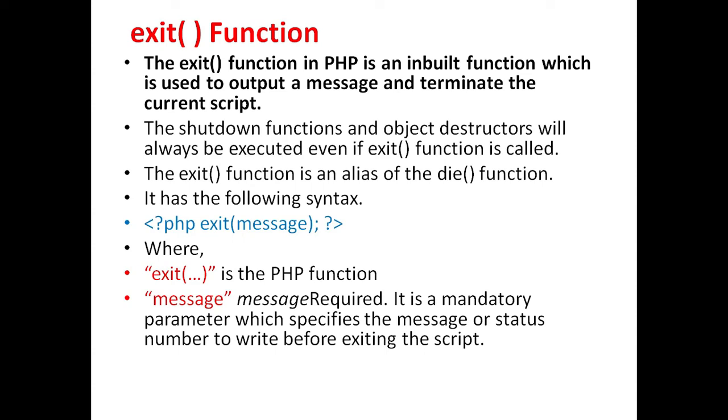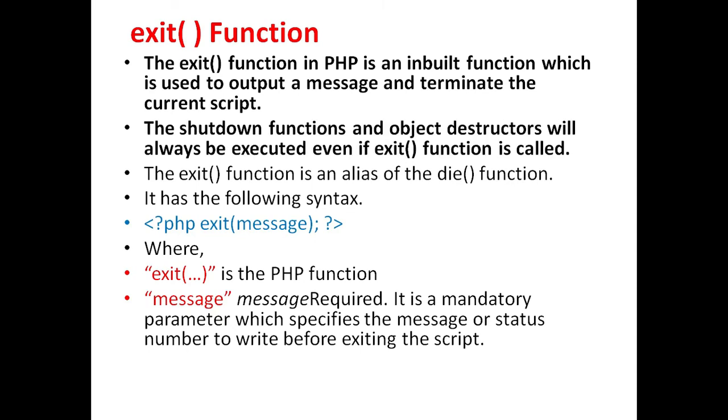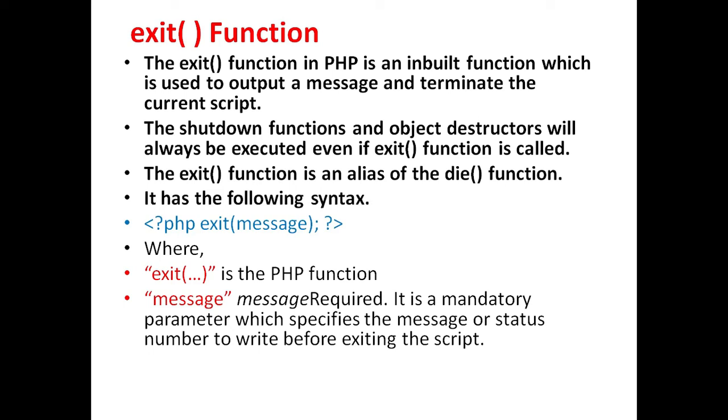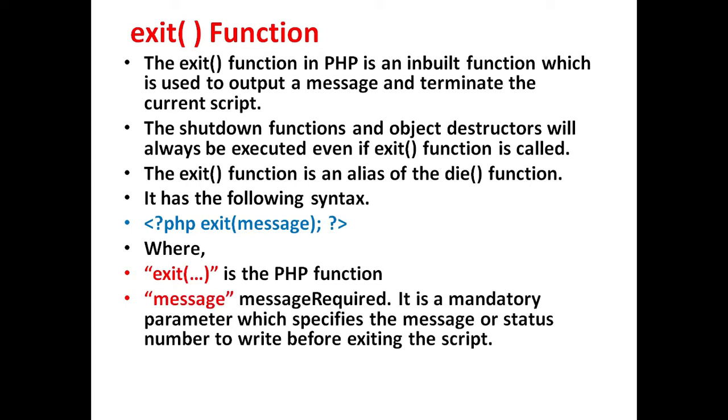The exit function in PHP is an inbuilt function which is used to output a message and terminate the current script. The shutdown functions and object destructors will always be executed even if exit function is called. Exit function is an alias of a die function. General syntax for exit function is exit and the message, where exit is a PHP function and message is a mandatory parameter which specifies the message or status number to write before exiting the script.